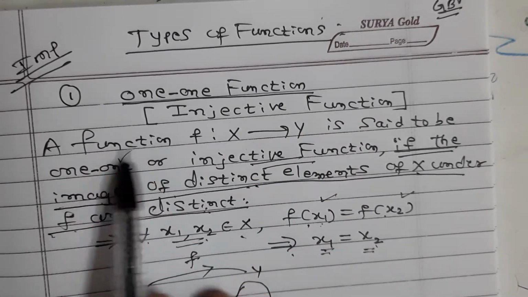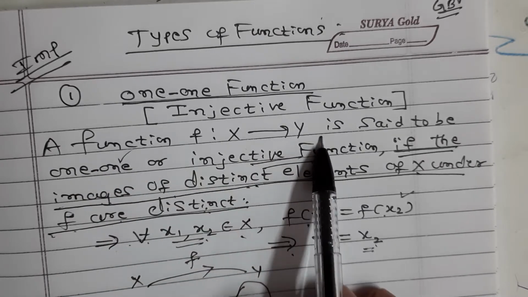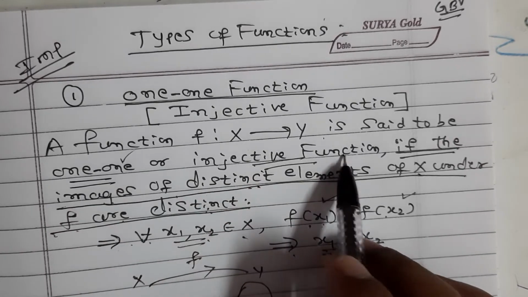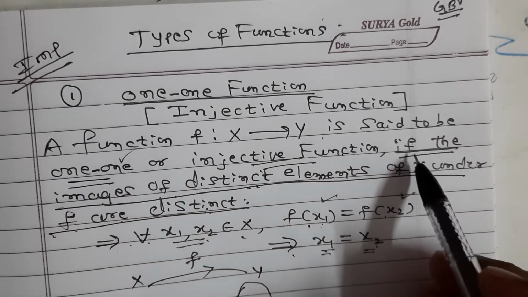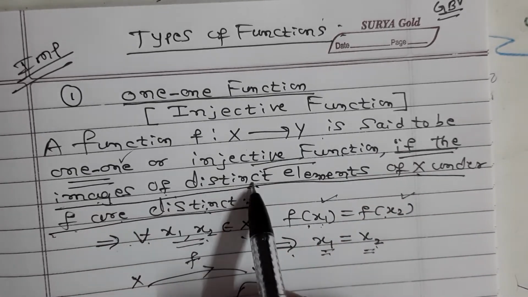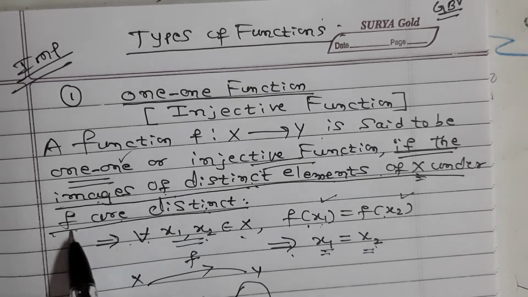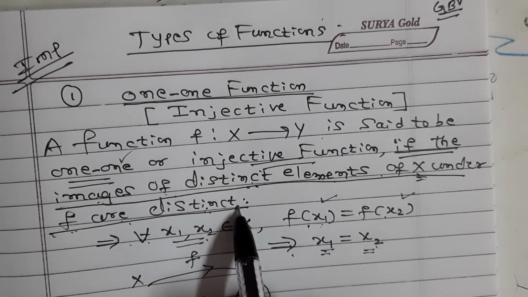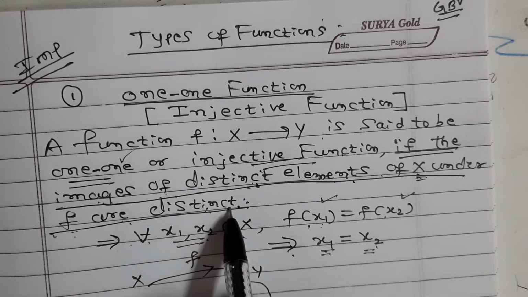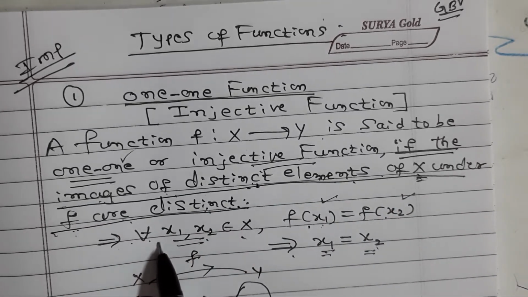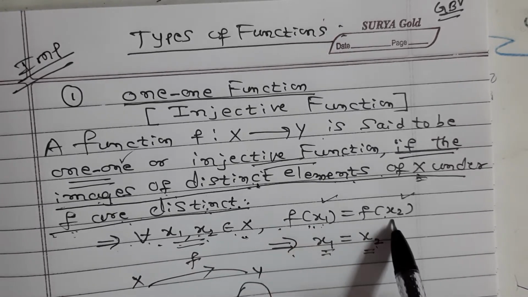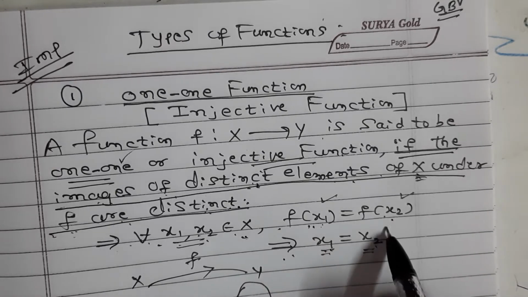See here, it is defined like this: a function f from X to Y is said to be one-one or injective. To say that it is one-one or injective, what is the condition here? If the images of distinct elements of X under the function are distinct. See here, different elements of X under f have distinct images. Mathematically, we can write it as, for all x1, x2, any two elements belonging to the first set, f of x1 is equal to f of x2 should imply x1 is equal to x2.